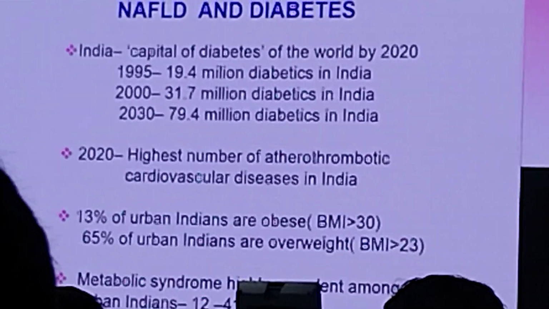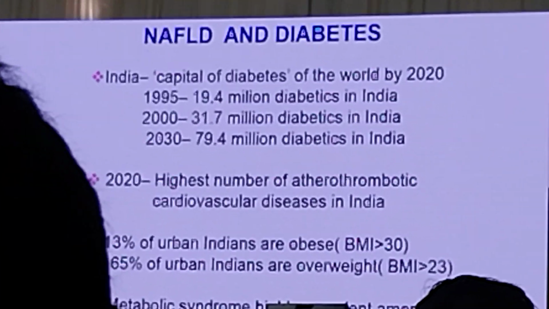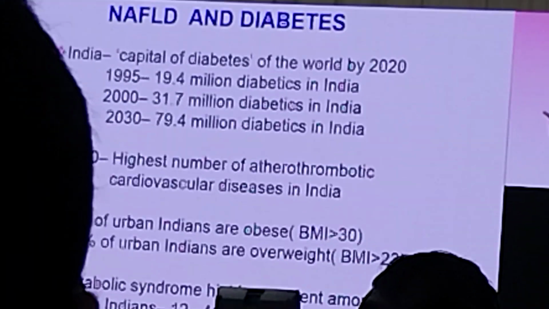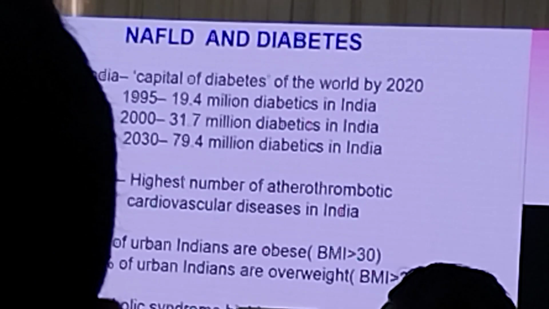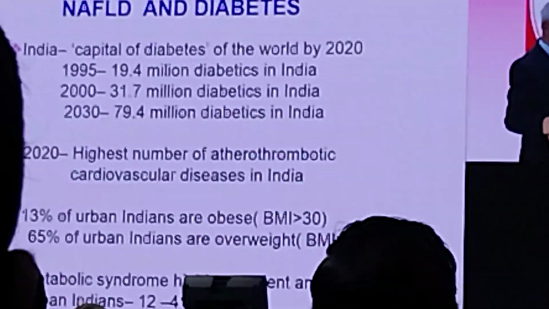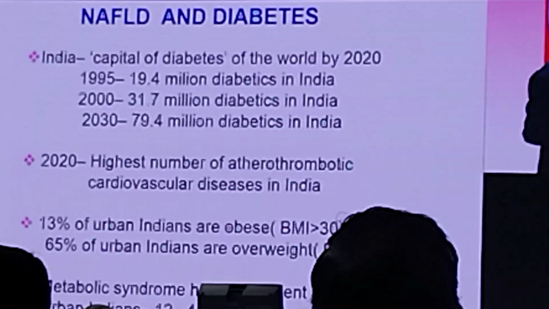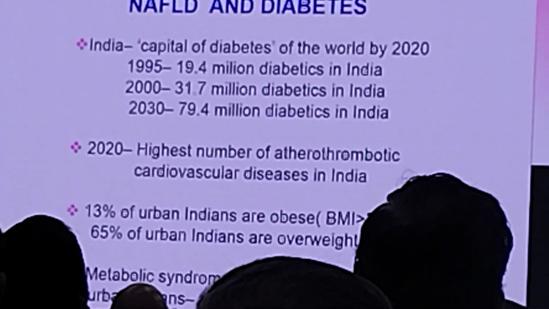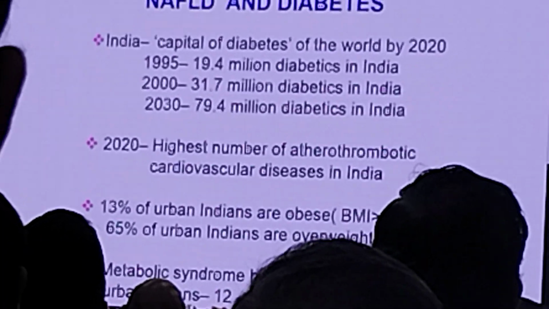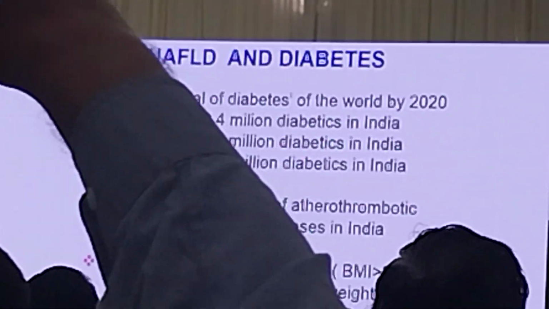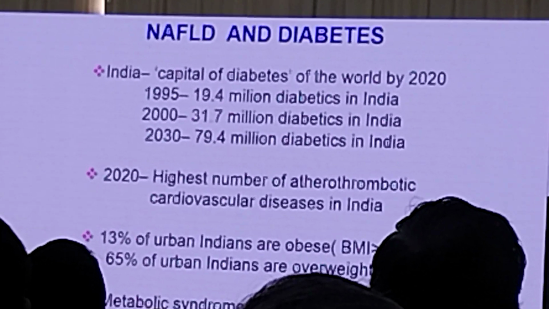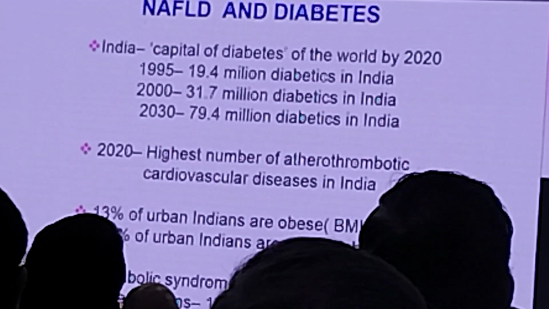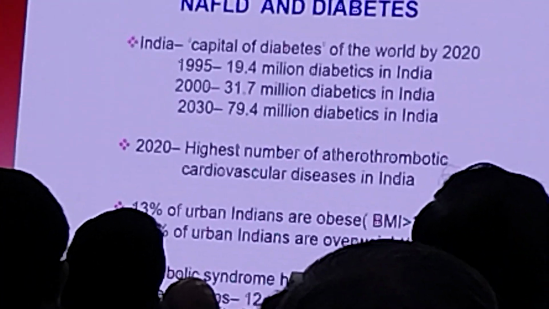Now, why are all the diabetes companies coming to India? Why are all the insulin producing companies giving so many talks? Because India is the capital of diabetes now. By 2030, we'll have almost 80 to 100 million diabetics in India, which is the highest in the world. By 2020, the highest atherothrombotic cardiovascular events in India. 13% of urban Indians are obese. Obesity means BMI more than 30. And 65% are overweight. And metabolic syndrome in urban parts of India ranges from 12 to 41%.